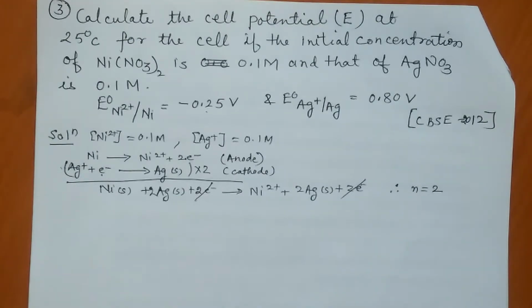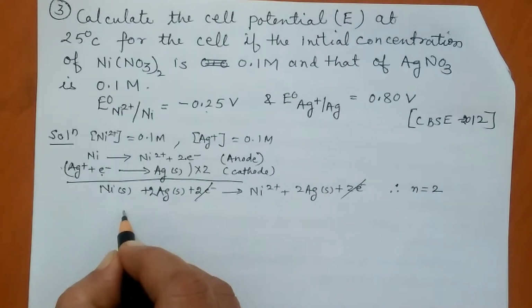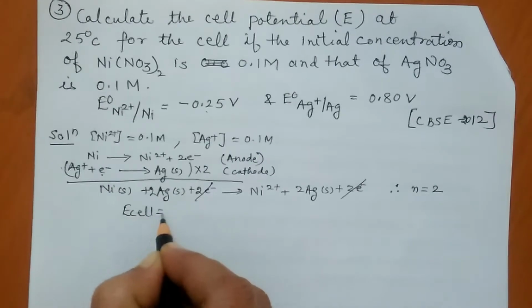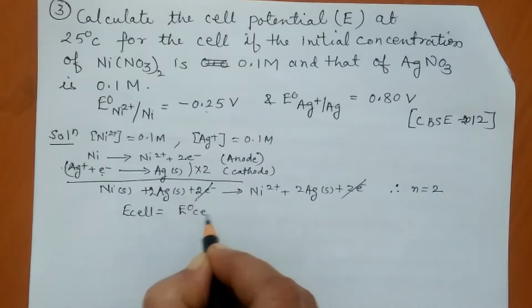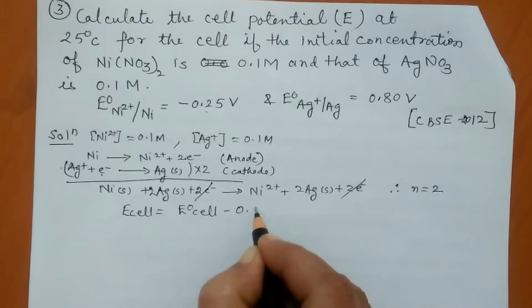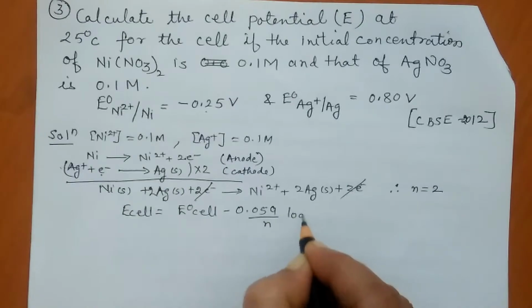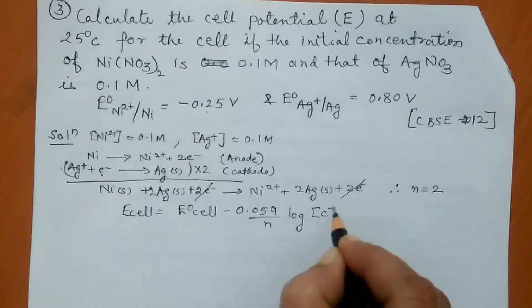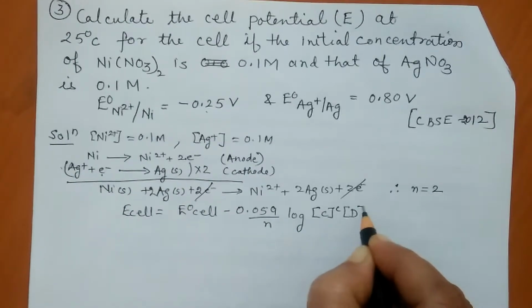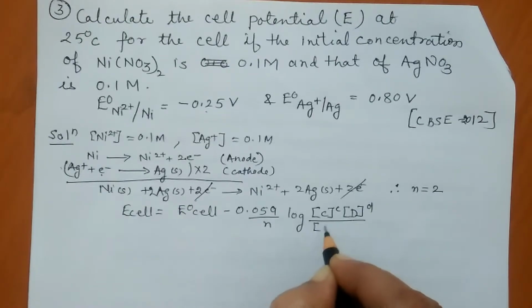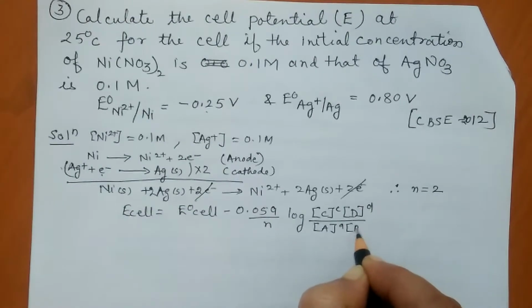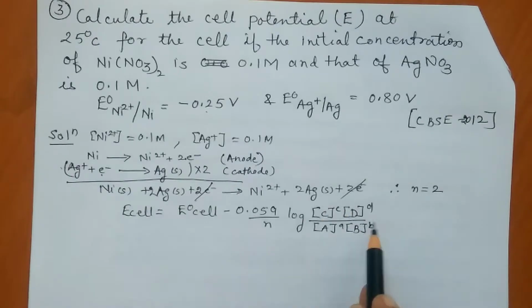Now you will be writing the expression for the cell. You know that the general equation is E cell equals E0 cell minus 0.059 upon n log of concentration of C to the power c, D to the power d upon A to the power a, B to the power b. Now by writing this, our cell reaction is in the form of A, B, C, D. Now we just have to substitute.